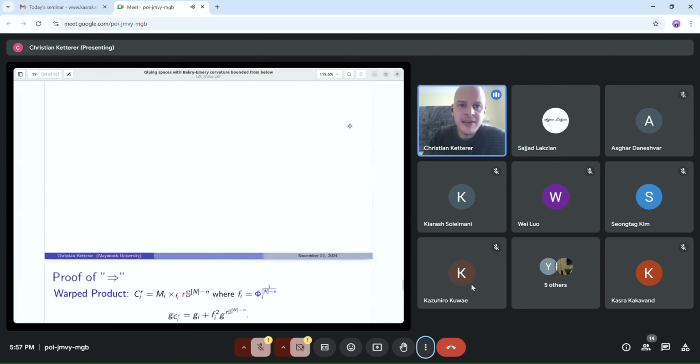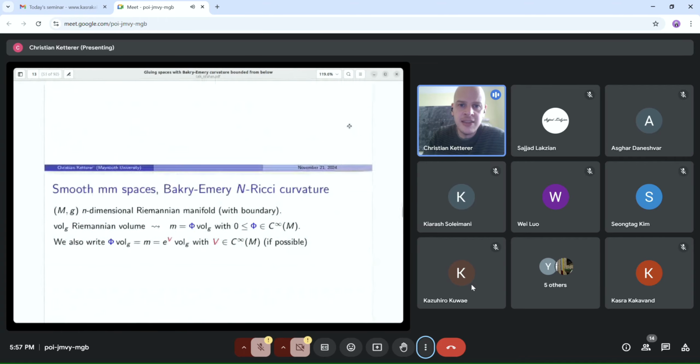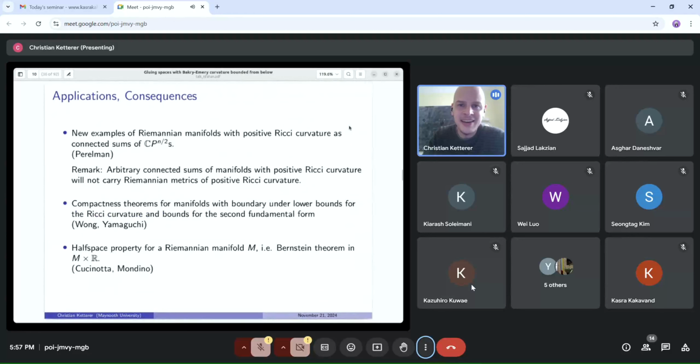Yes, in fact. That's a good question. This is what I mentioned in this application. Where is it? Yeah, here. There is this paper of Wong who did exactly what you were asking. When you have a Riemannian manifold with Ricci curvature bounded from below, with boundary, and you have two-sided bounds for the second fundamental form of the boundary, then Wong showed that you can extend the manifold beyond the boundary a little bit by gluing a collar to the boundary.